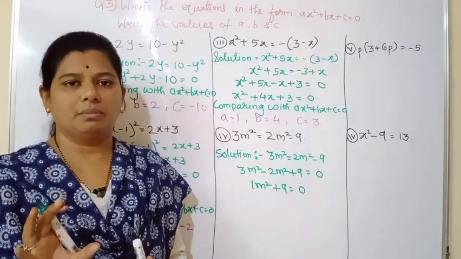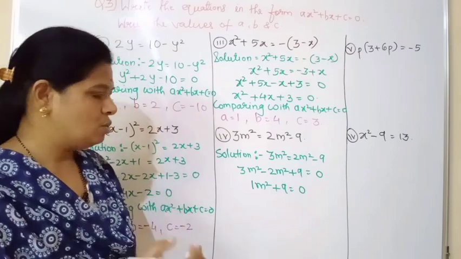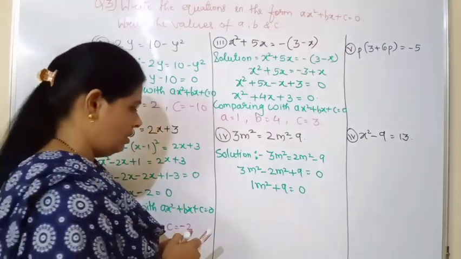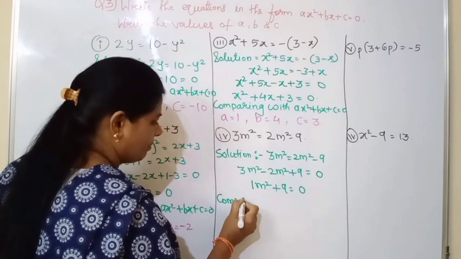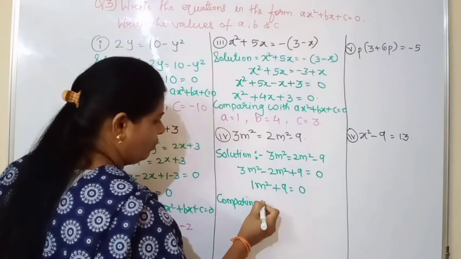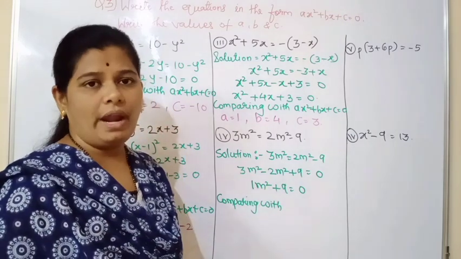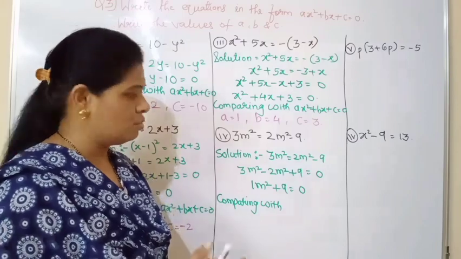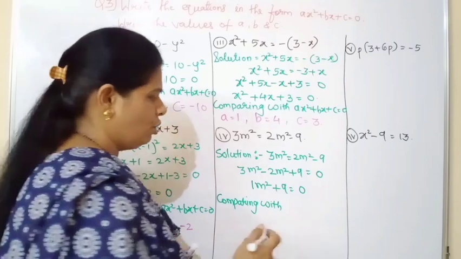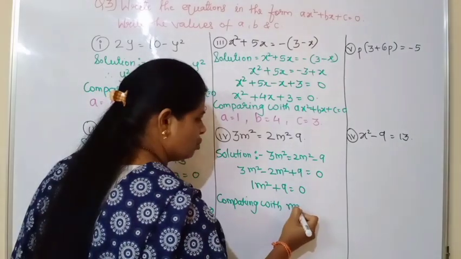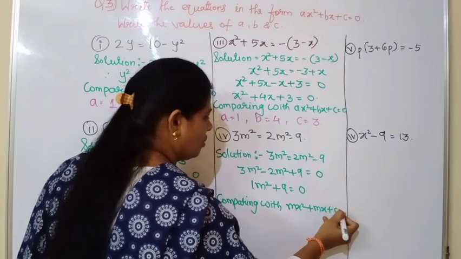There is no middle term. There is no bx. There is only ax. So now we'll compare the equation. Comparing with the standard form, ax square. Instead of ax you can write mx square also, because the equation is in the variable m. So you can write mx square plus mx plus c equal to 0.